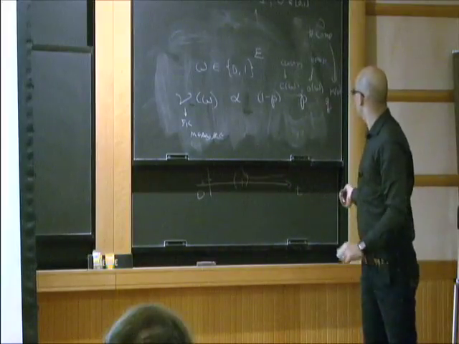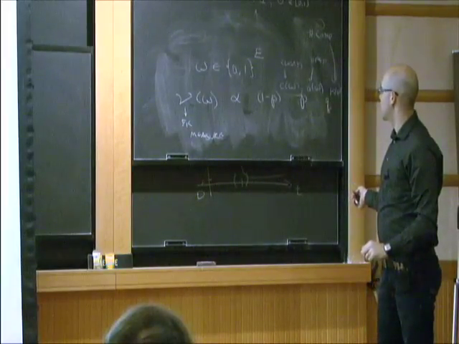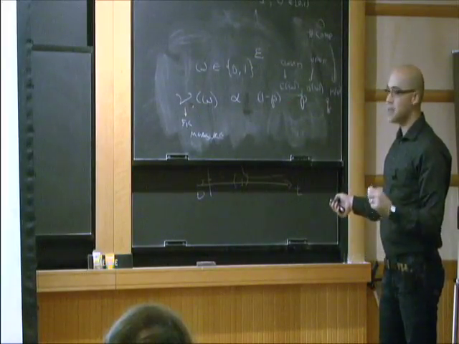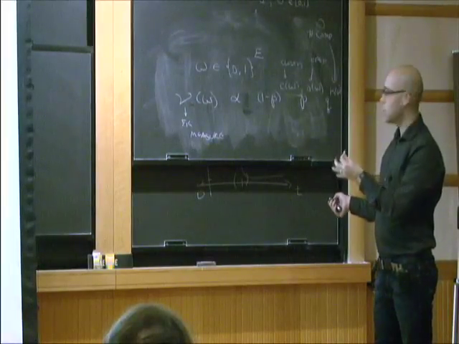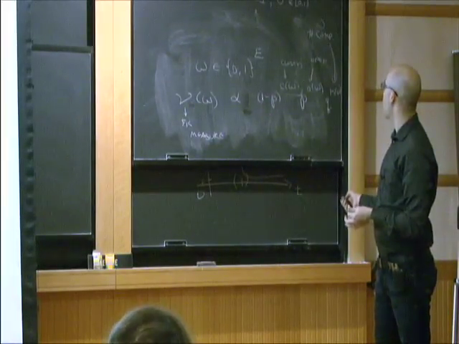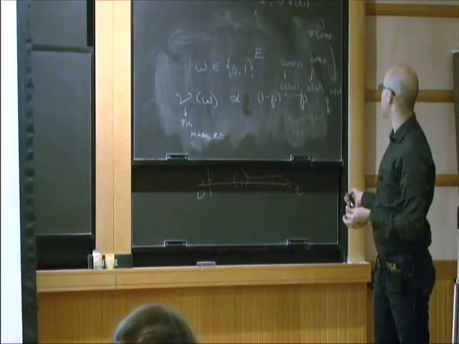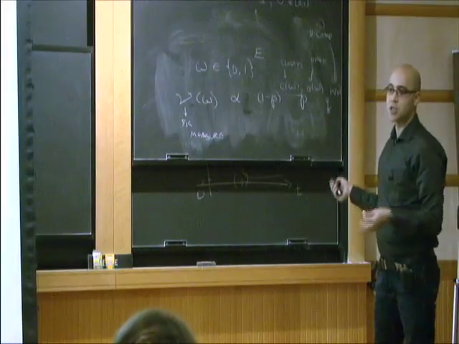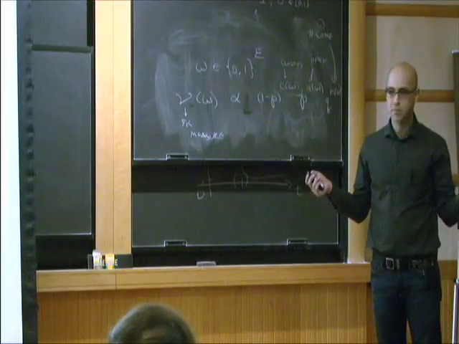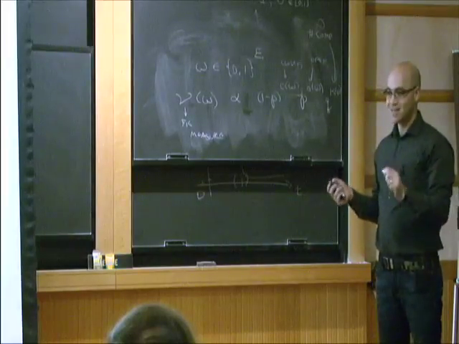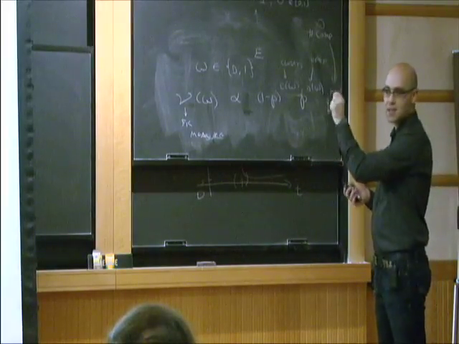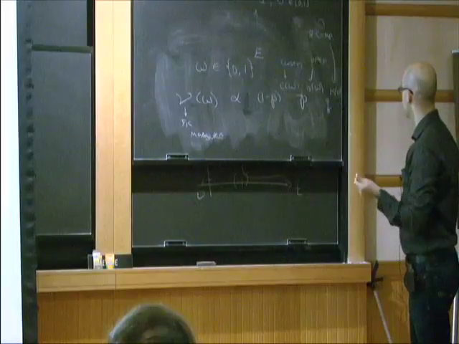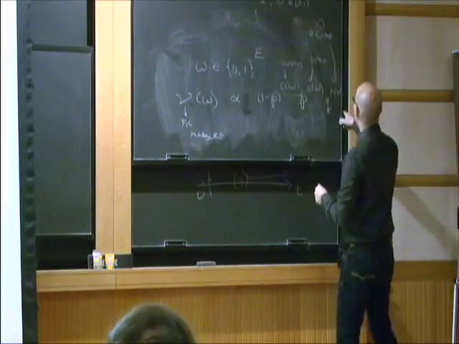Suppose that this parameter q is 1. Then the probability that I give to this configuration is just proportional to (1 minus p) to the number of closed edges, p to the number of open edges. This is exactly bond percolation. Closed means non-existent, open means that it's in the configuration. This is the percolation terminology.